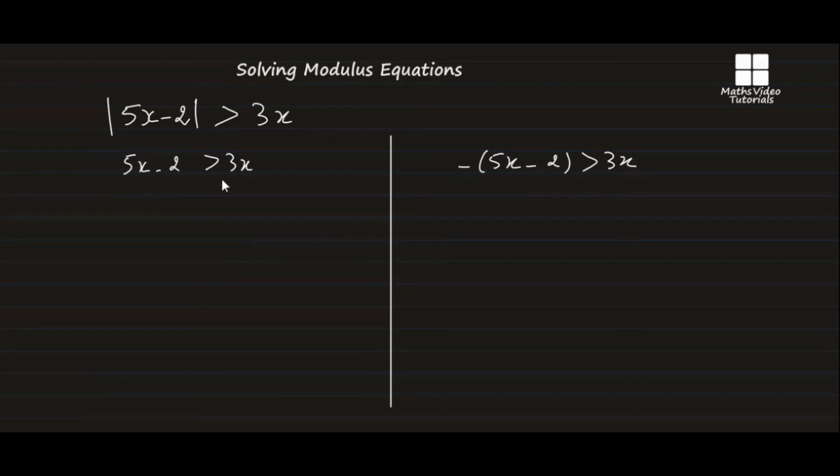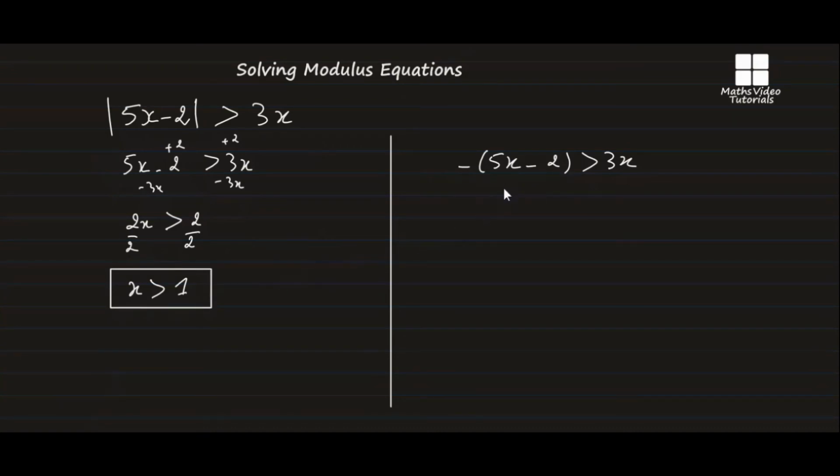Again, this is a simple one to solve. We minus 3x on both sides, that will give us 2x, and we add 2 to both sides of the inequality, and that will give us greater than 2. Then you divide by 2 here. So that's x greater than 1, and that is my answer. So x is greater than 1.